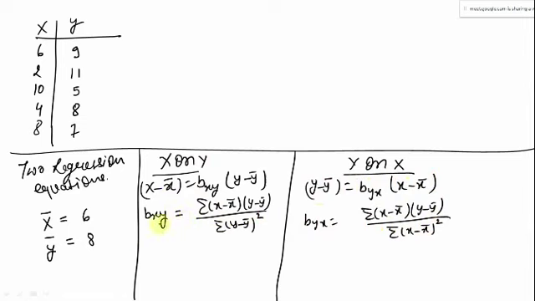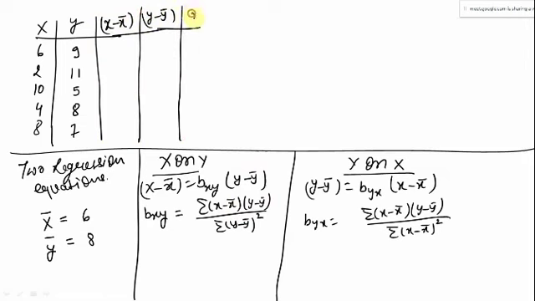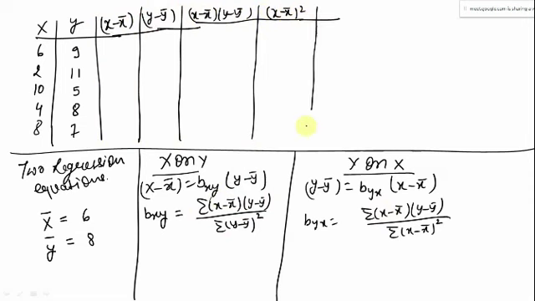So for calculating bxy, we need x minus x bar into y minus y bar. So the same columns will be prepared: x minus x bar, then y minus y bar, then the multiplication of x minus x bar and y minus y bar will give me the numerator of both the coefficients, and then I need x minus x bar square, and then I need y minus y bar square. Any problem, guys? Any issue?